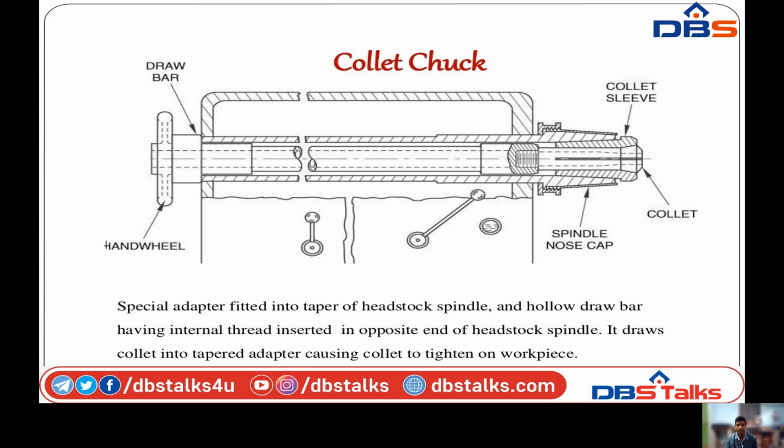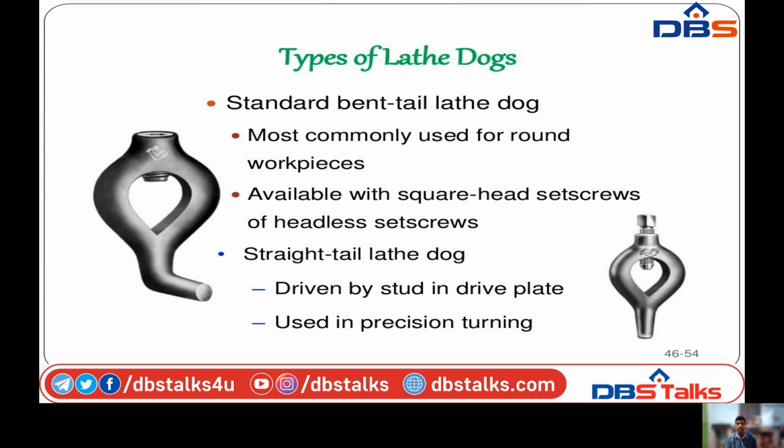It has a spindle nose cap. Next, types of lathe dogs. Lathe dogs are shown in the figures here. The standard bent tail lathe dog is most commonly used for round workpieces. Lathe dogs are giving additional support. Driven by a stud in the drive plate, they are used in precision turning.